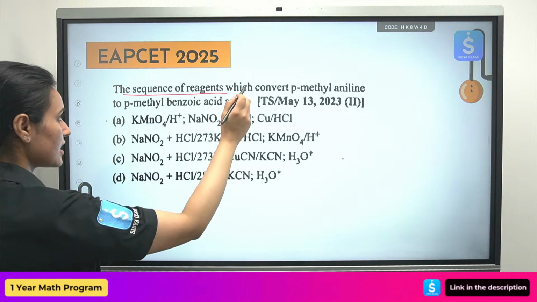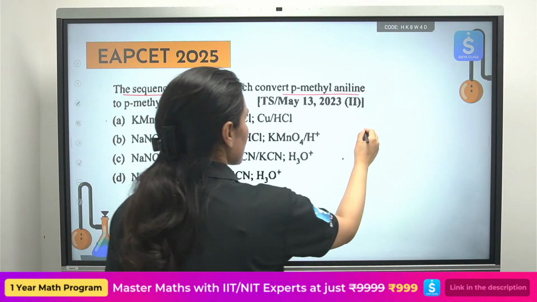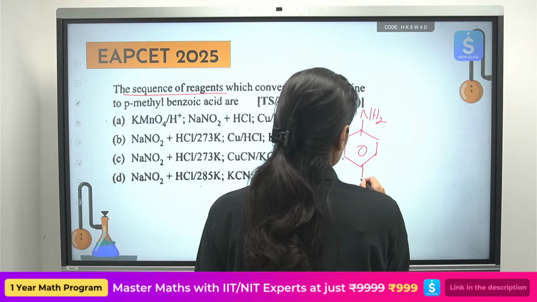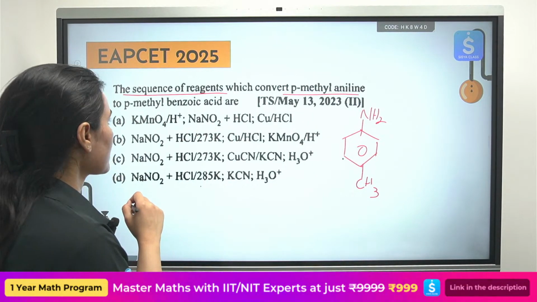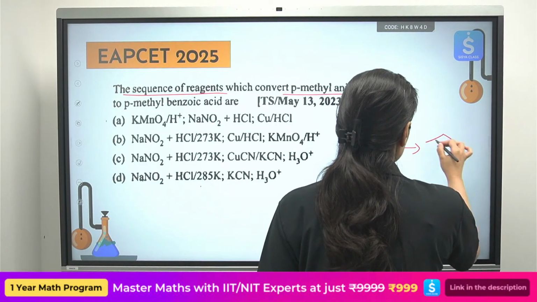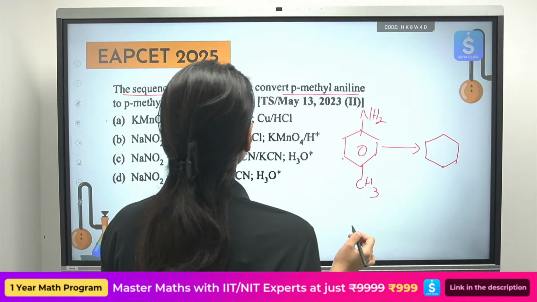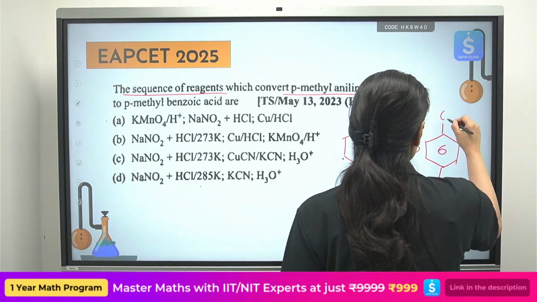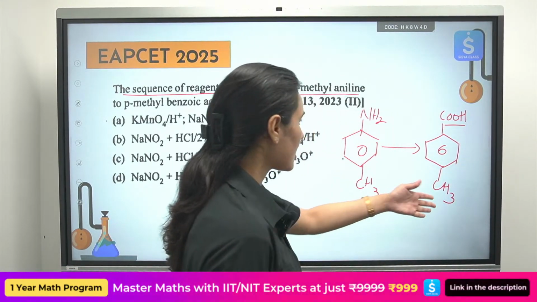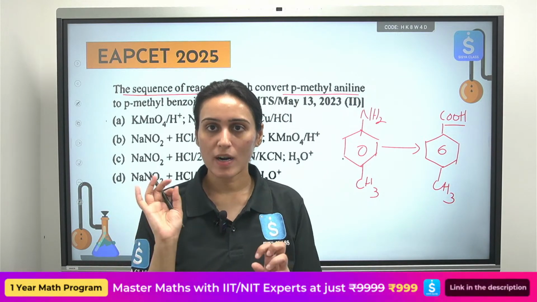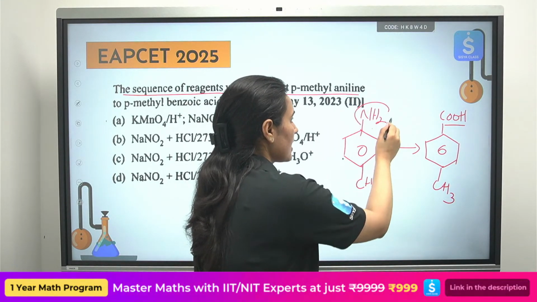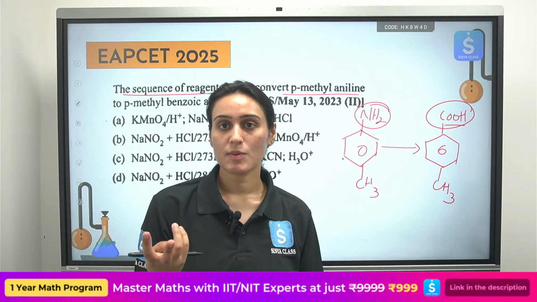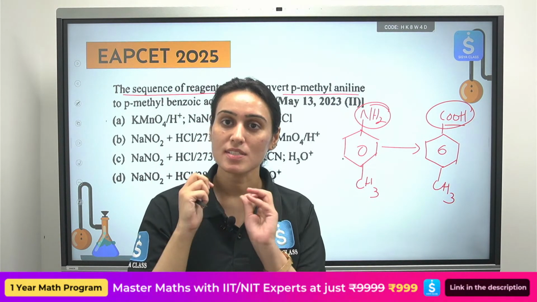The sequence of reagents which will convert para-methyl aniline to para-methyl benzoic acid. So we are not doing anything with the methyl group, right? What are we converting? From an amine, we are preparing a carboxylic acid. So how can we proceed in that scenario? Let's see the options. Options will help you.